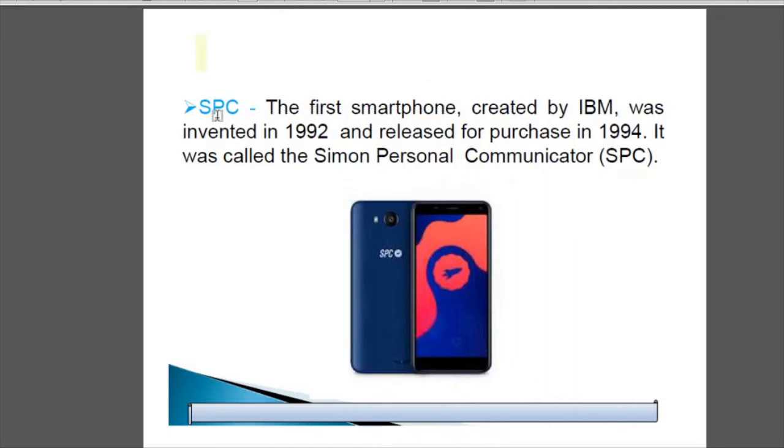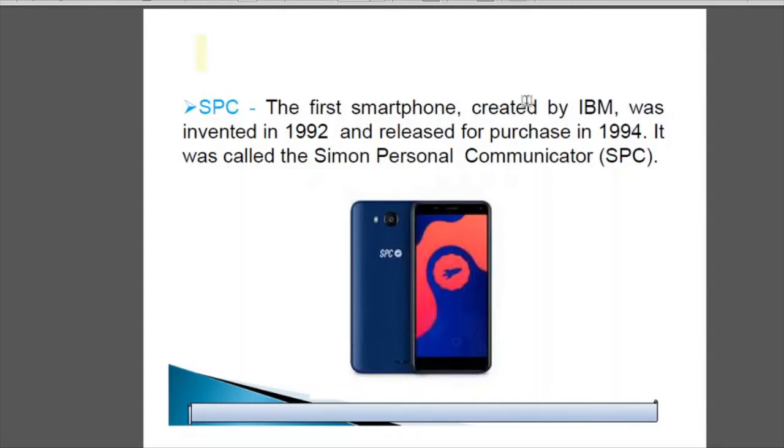Next we have SPC. Now we are going into the generation of mobile phones. You may say, ma'am, mobile phones are not computers, but can you tell me what a mobile phone cannot perform that a computer can perform? In today's scenario we are using smartphones as equivalent to computers. Whatever work you can do on a computer, you can do all of it on a mobile nowadays. So we can say smartphones are like small computers in our hand, right?